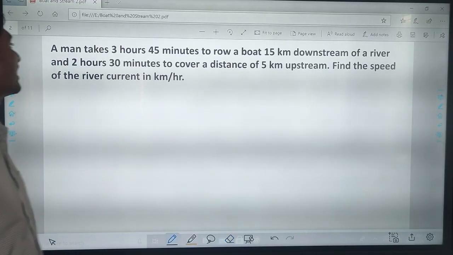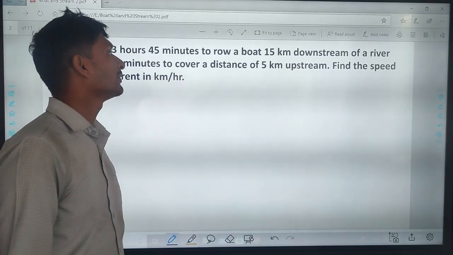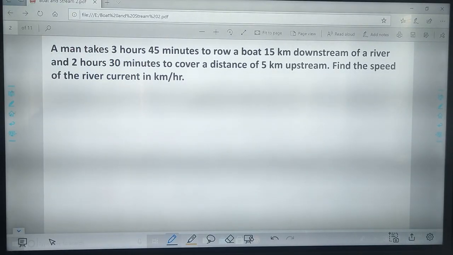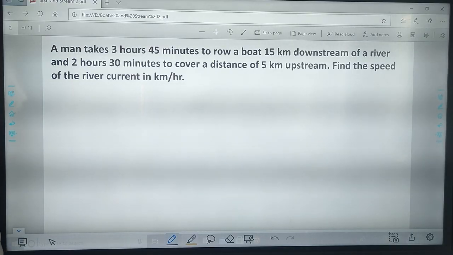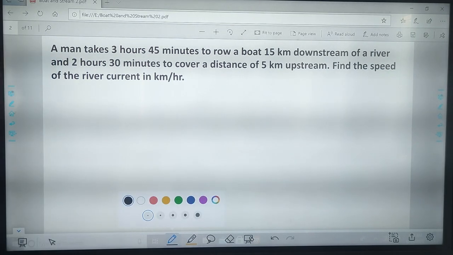A man takes 3 hours 45 minutes to row a boat 15 km downstream of a river and 2 hours 30 minutes to cover a distance of 5 km upstream. Find the speed of the river current in kilometer per hour.